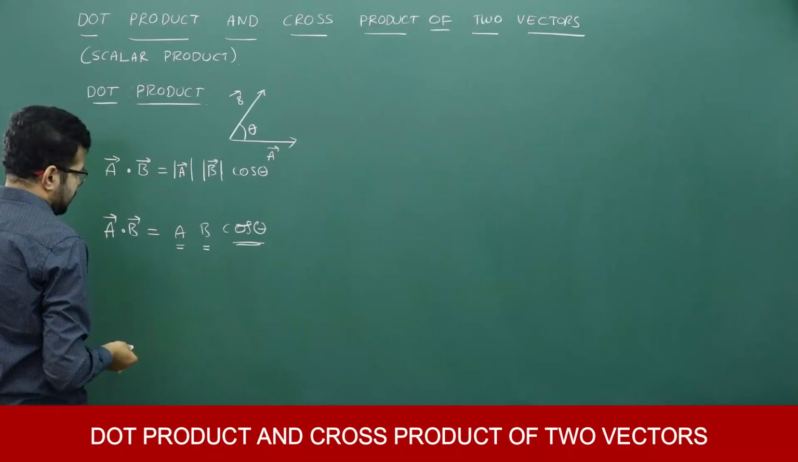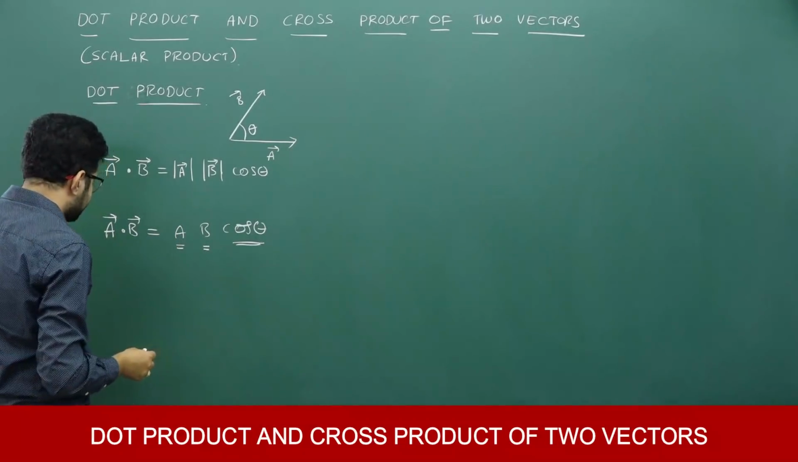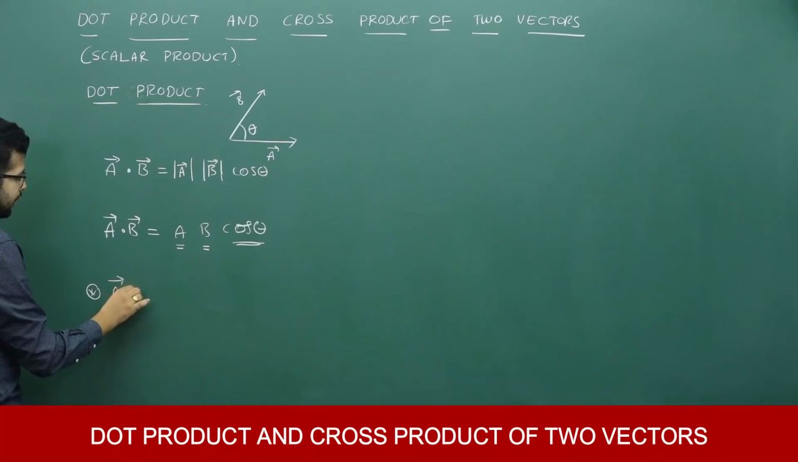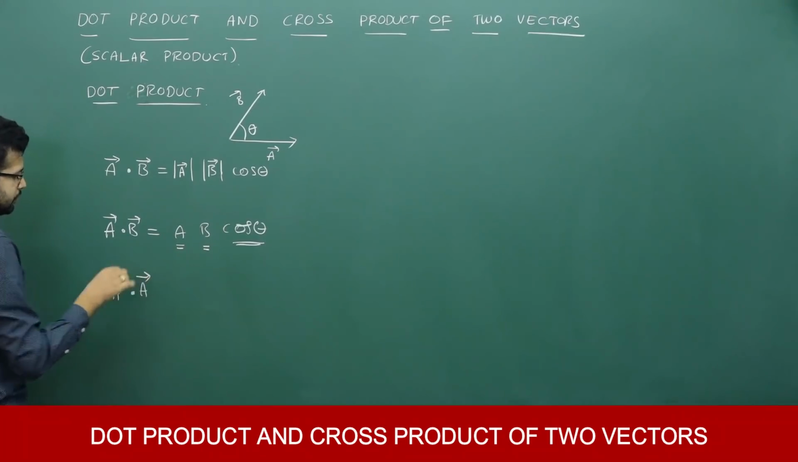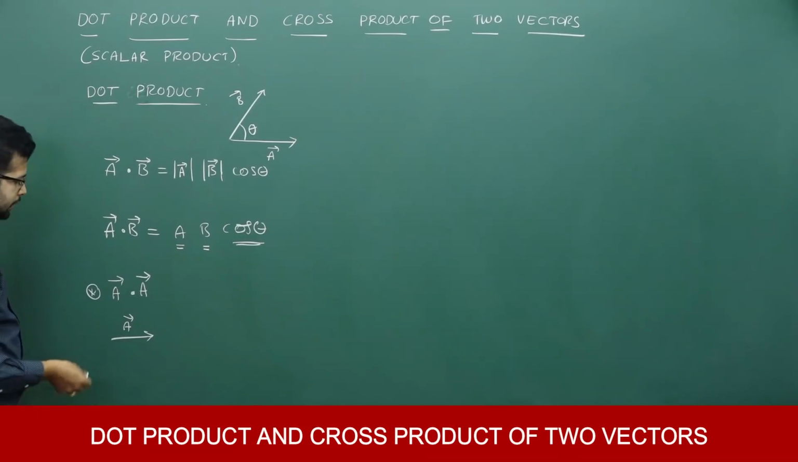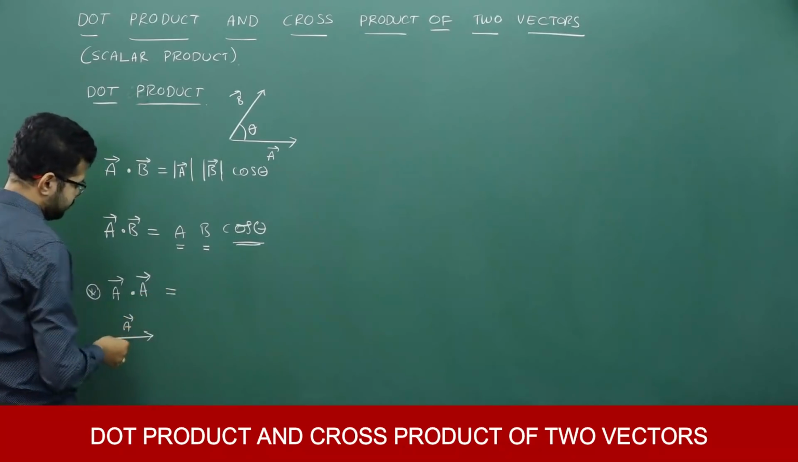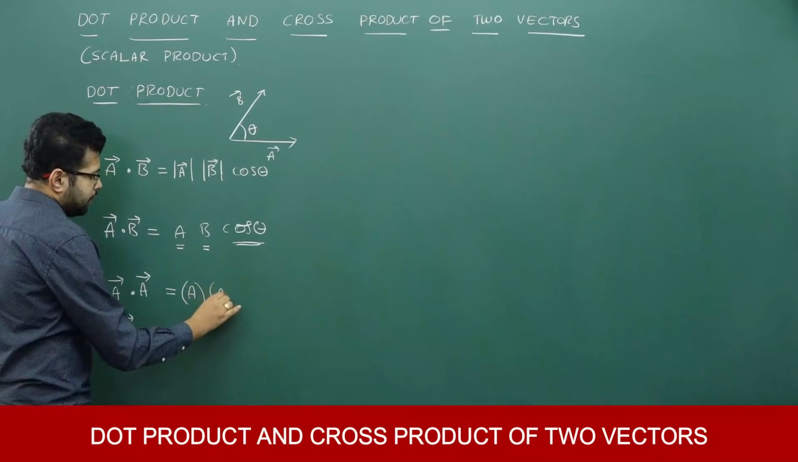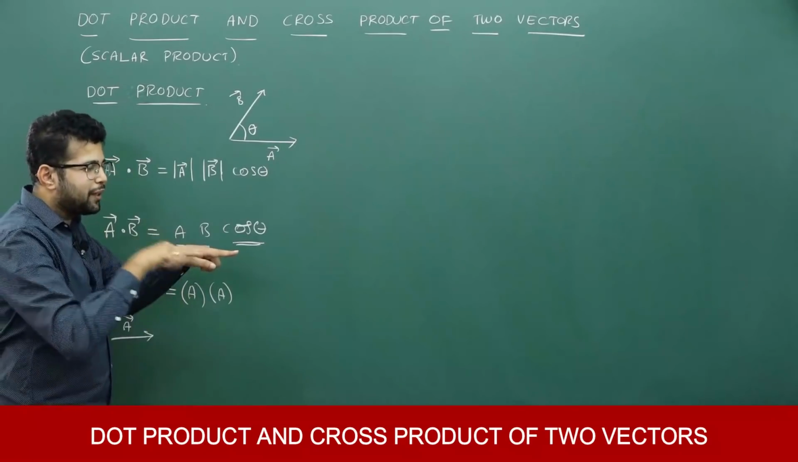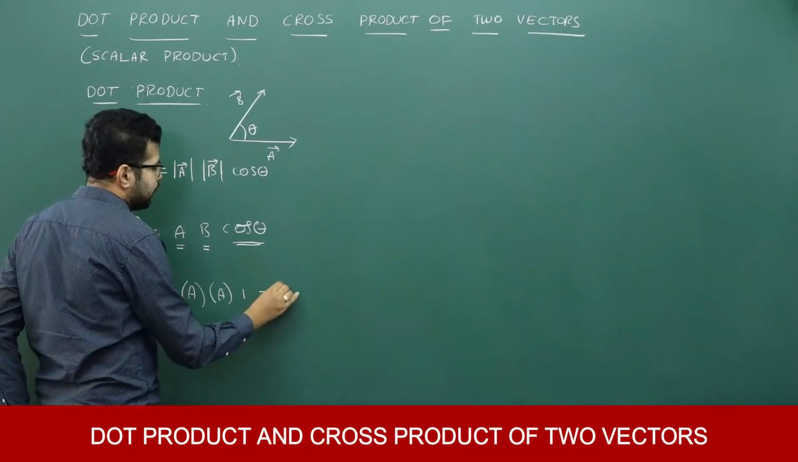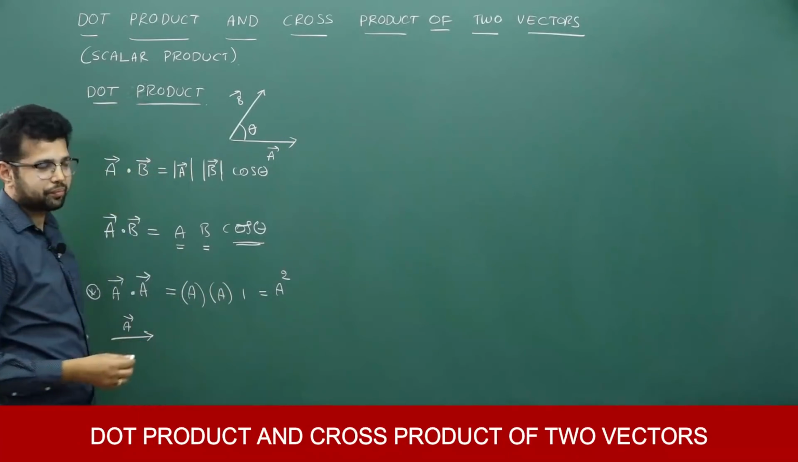Now, we will see one example. What happens if I find the dot product A dot A? I consider vector A, and one more vector A. What is A dot A? Magnitude of vector A into magnitude of vector A into cos of the angle between vector A and vector A, which is 0. Cos 0 is 1. So, what do we get? A square.